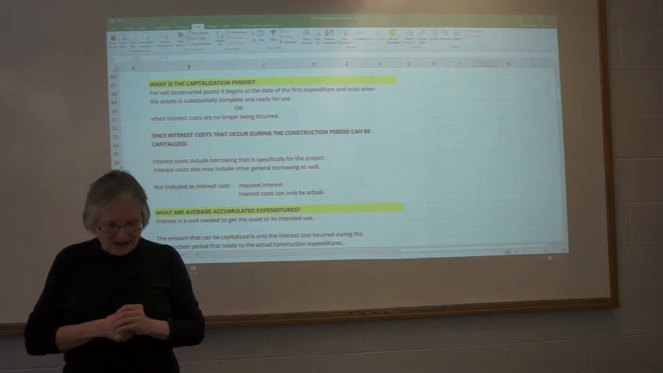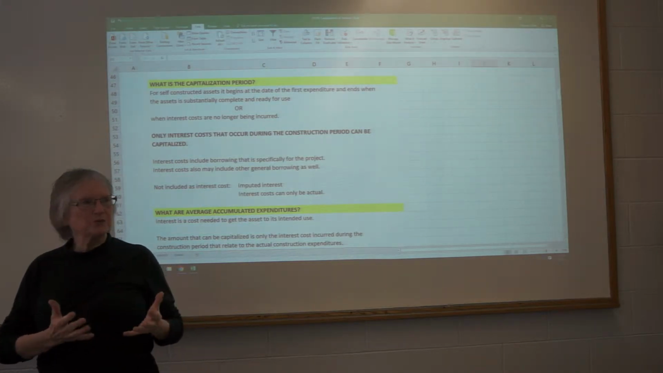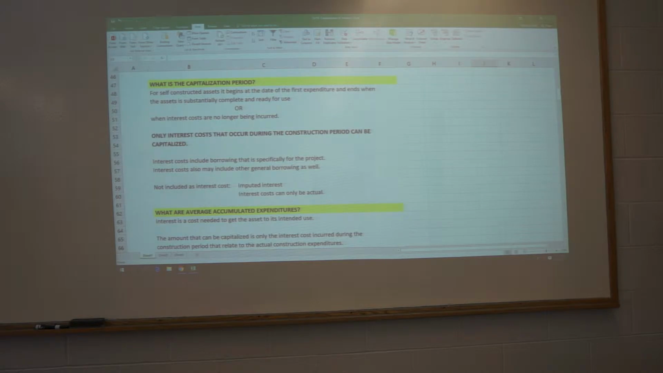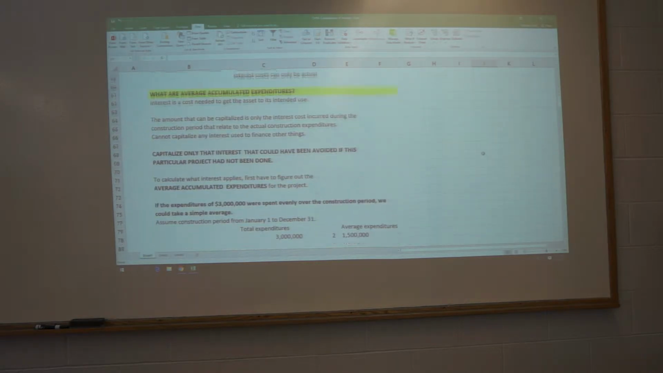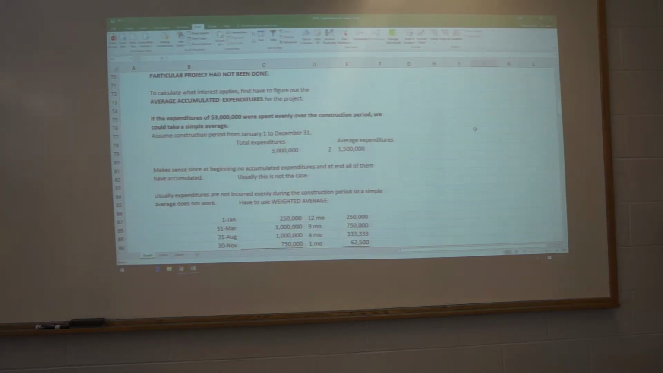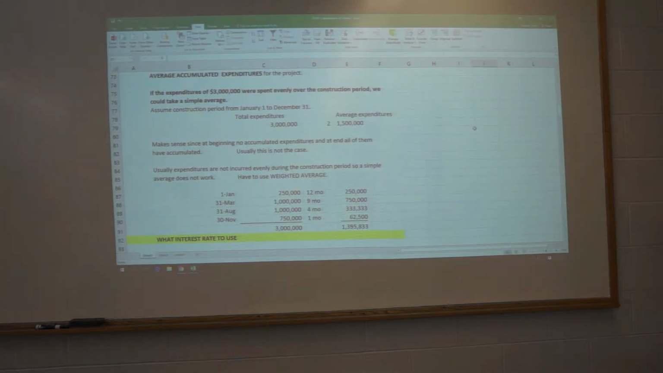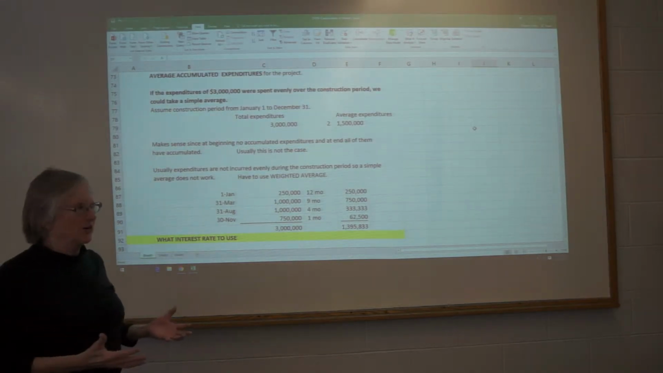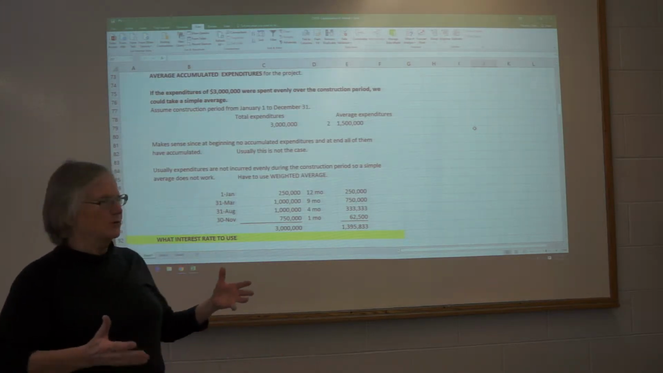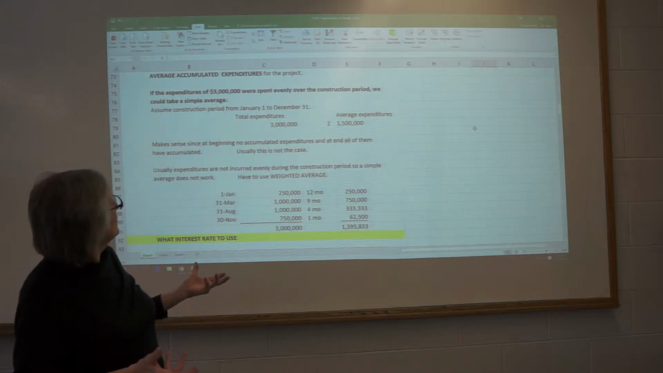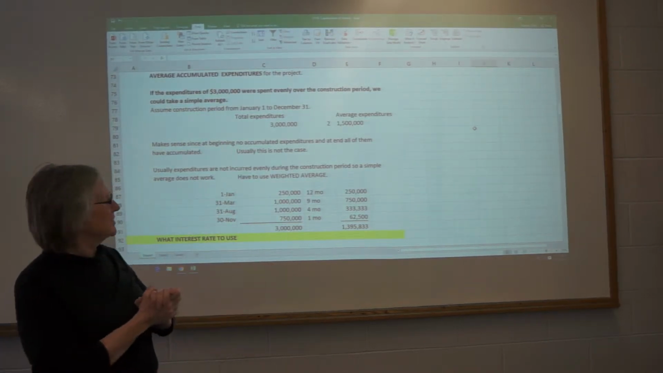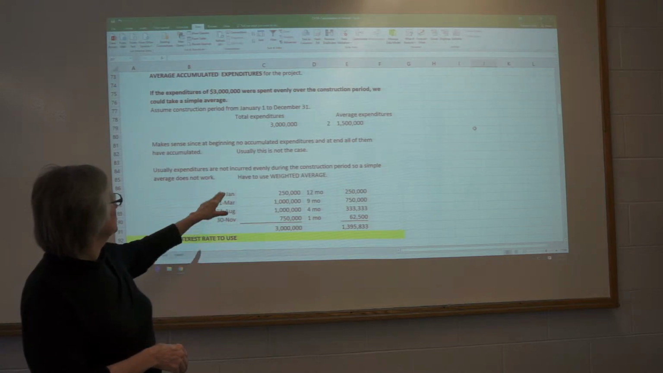You'll need that to do some of these problems. Now, we have to work with the average accumulated expenditures. Okay, so what are those all about? I'll just show you how it works. If you incurred costs of $200,000 a month for an entire year, then for your average accumulated expenditures, you could take your total expenditures, divide them by 2 and you get your average. But that's usually not the case. So what we have to do is do a weighted average.